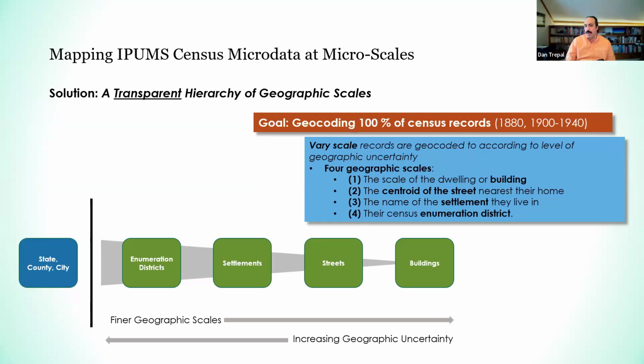And instead of picking one or coming up with our own, we decided to just do all of them. Because everybody in the census should be able to be geocoded to one of those four scales. And the idea here is you have this increasing precision. So if you can't map them to a building, you can map them to a street. If you can't do that, you can map them to a settlement, which we'll discuss in a minute, et cetera, et cetera. And so you can see as we're going towards finer geographic scales, less uncertainty in the data, more confidence that the person actually was in this spatially discrete, more precise spot.